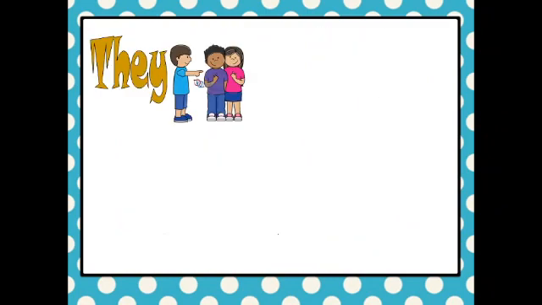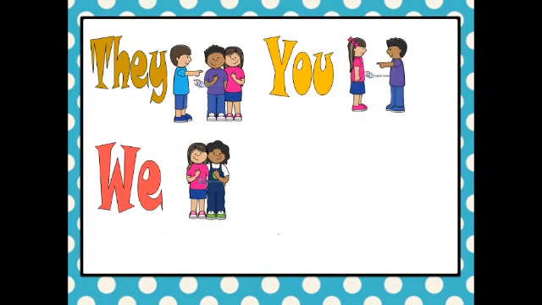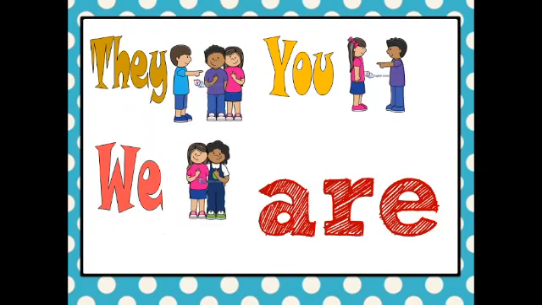They is used for two or more than two persons. We is used for yourself and someone else. So essentially for two or more than two persons, in which one of the persons is you. And you is used whenever you are talking to someone else. And whenever we are using they, you, or we in a sentence, we use the small helping word, are. And what did I tell you? Are is for more than one.